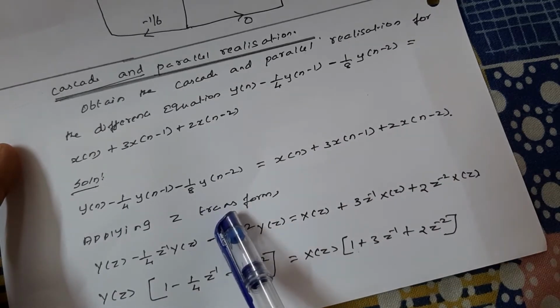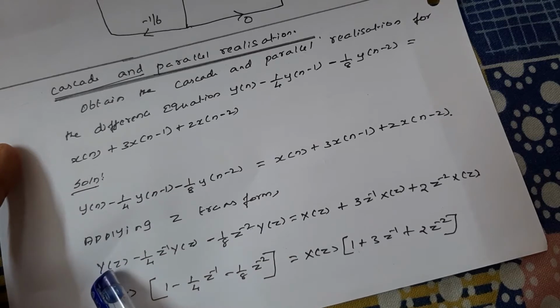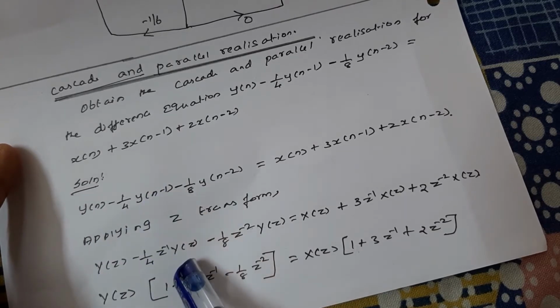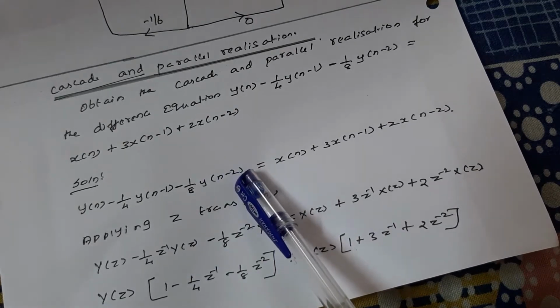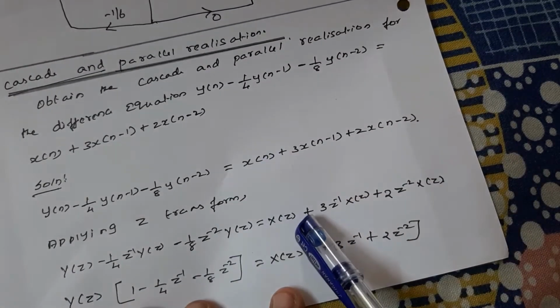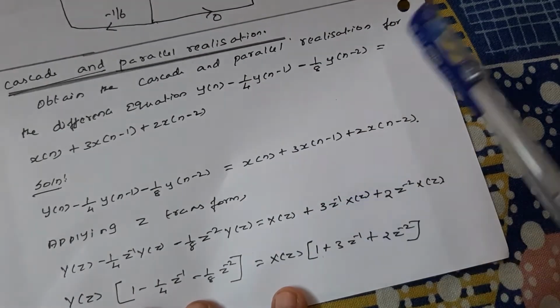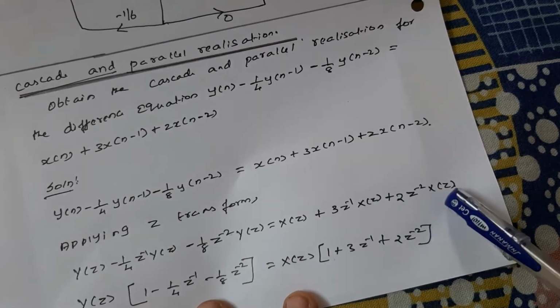Next apply the Z transform. What is the Z transform of y of n? Y of z. Of y of n minus 1? z inverse Y of z. Of y of n minus 2? z power minus 2 Y of z. The Z transform of x of n is X of z. Of x of n minus 1 is z inverse X of z. And this is z power minus 2 X of z.